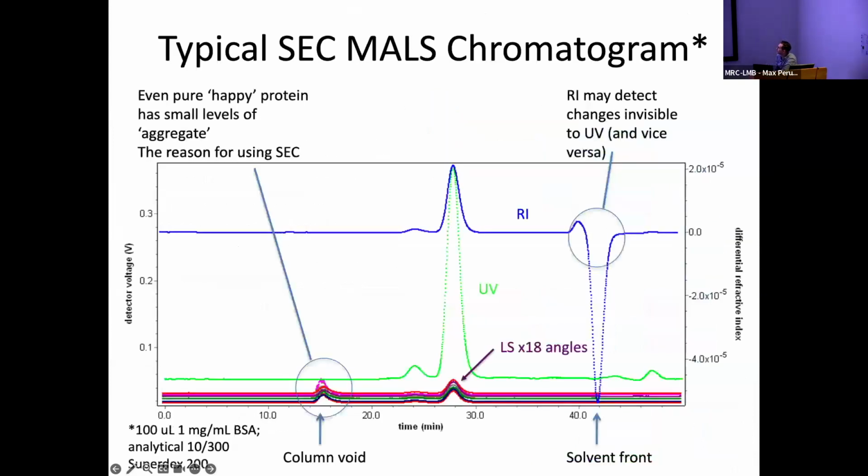This is what a typical result looks like. This is just BSA run through, which is what we always use as a standard and a control. This BSA is a highly pure sample, but you can see in the green is the UV. You don't get any signal, but with the light scatter you still see a little bit of signal because of how sensitive it is. Then the UV picks up the dimer of BSA, and the monomer is the predominant peak. These are the 18 different angles. The refractive index is also what we collect. So we collect all this information in a single run.